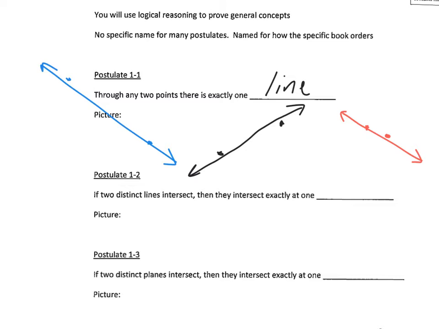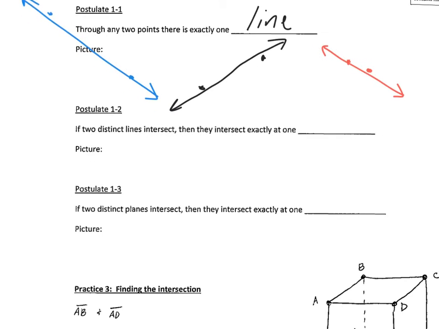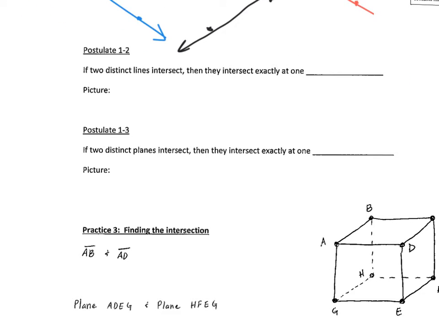Okay, pretty obvious. Our next fact: when 2 lines intersect, think about 2 streets, they intersect exactly at one spot. And what is that to us? Well, that spot is a point. So when 2 lines intersect, they intersect at a point. And again, that should make sense.